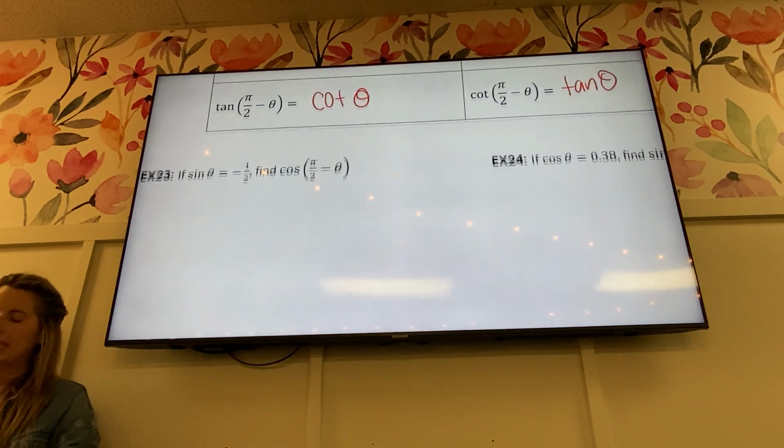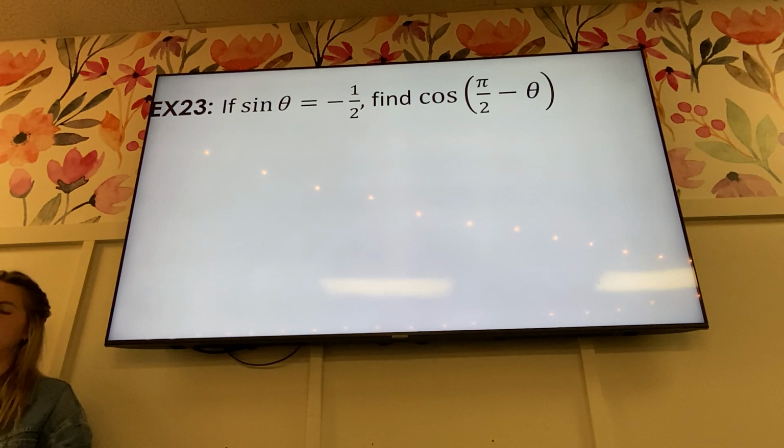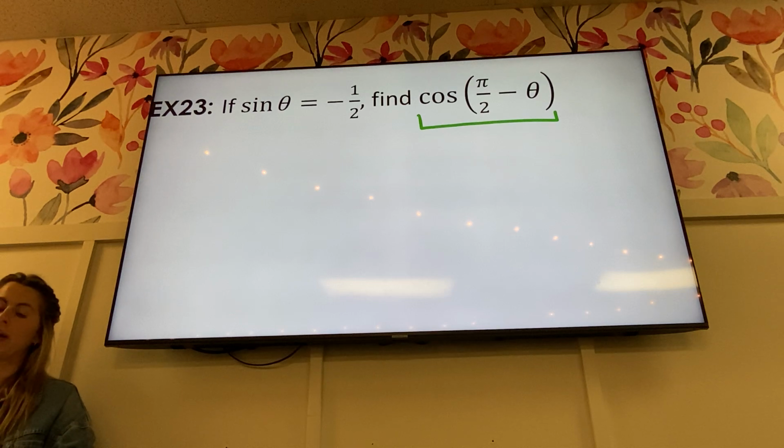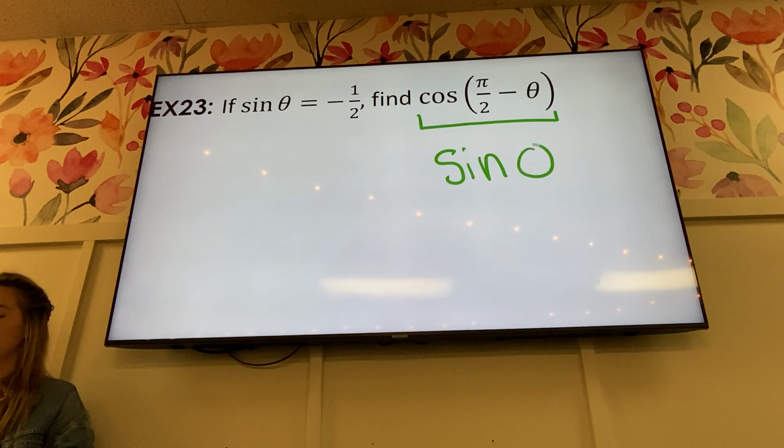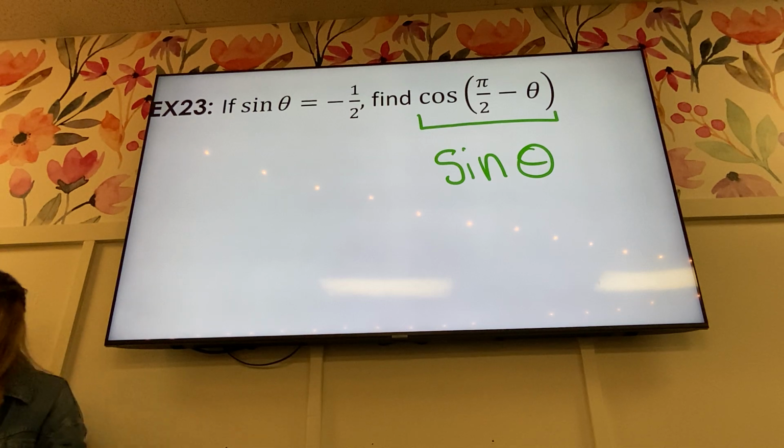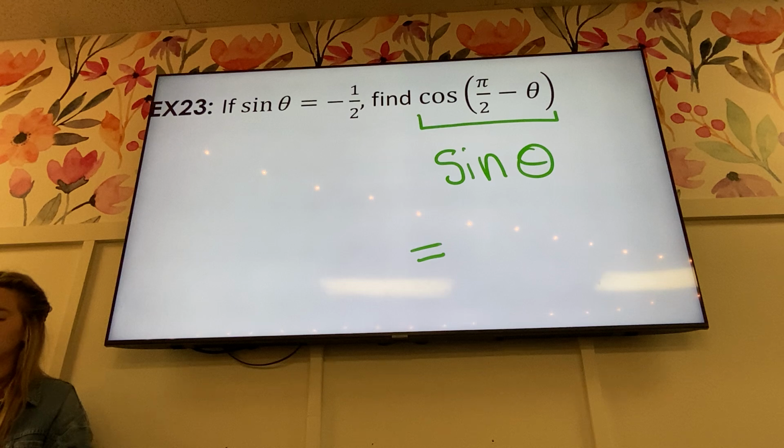So the way that we can use that is down here. If I tell you that sine theta is -1/2, and I want to find cosine of pi over 2 minus theta, I know that cosine of pi over 2 minus theta is the same thing as sine. That's called a cofunction identity, and I know that sine theta is going to equal -1/2.